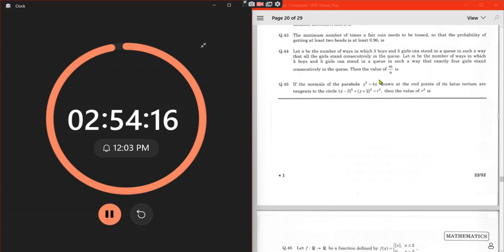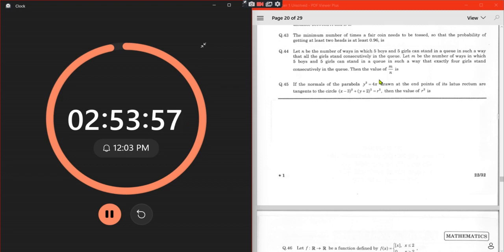Let n be the number of ways in which 5 girls can stand in a queue in such a way that all the girls stand. Should I just put in values? Just put n equal to 1. That would be really bad. Put 2 and check: 2 times (2 minus 1), which is 1, upon 2 power 2 plus 1, which is 3.